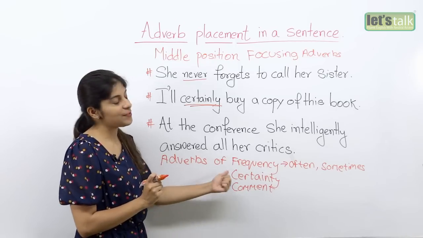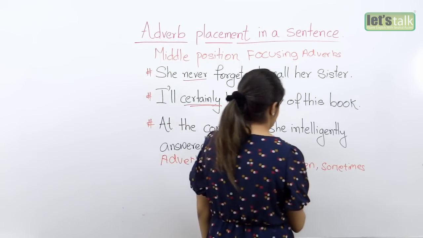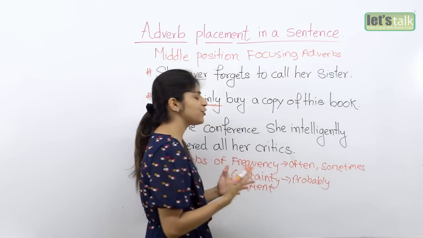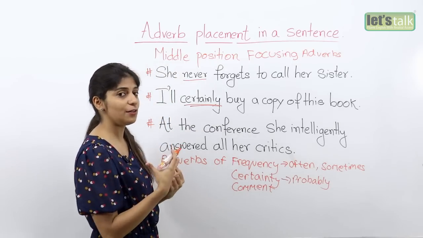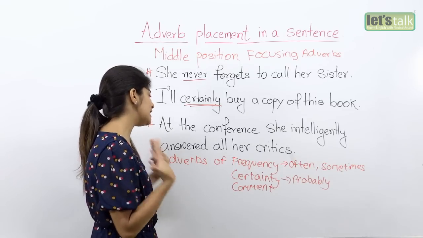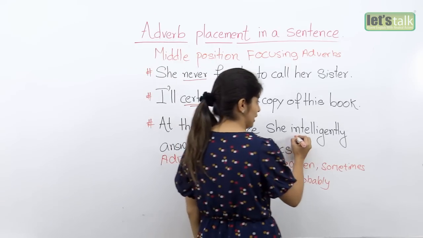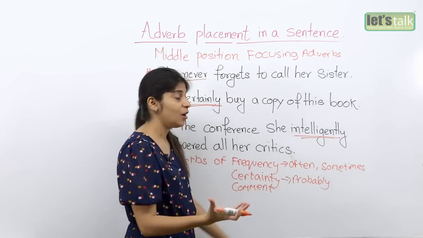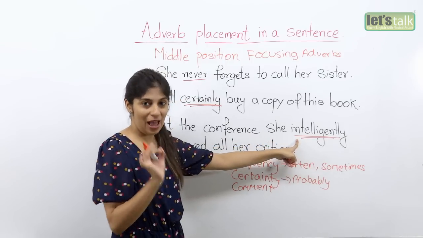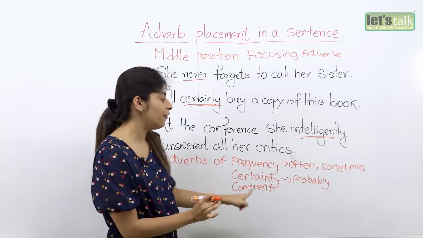Now, the adverbs of certainty are like certainly or probably. These are certain adverbs that you can use in the middle of a sentence. And then the third example here. At the conference, she intelligently answered all her critics. So, she intelligently. How did she answer? Well, she intelligently answered. Here, the word intelligently is your adverb that is placed in the middle of a sentence, and it is an adverb of comment.